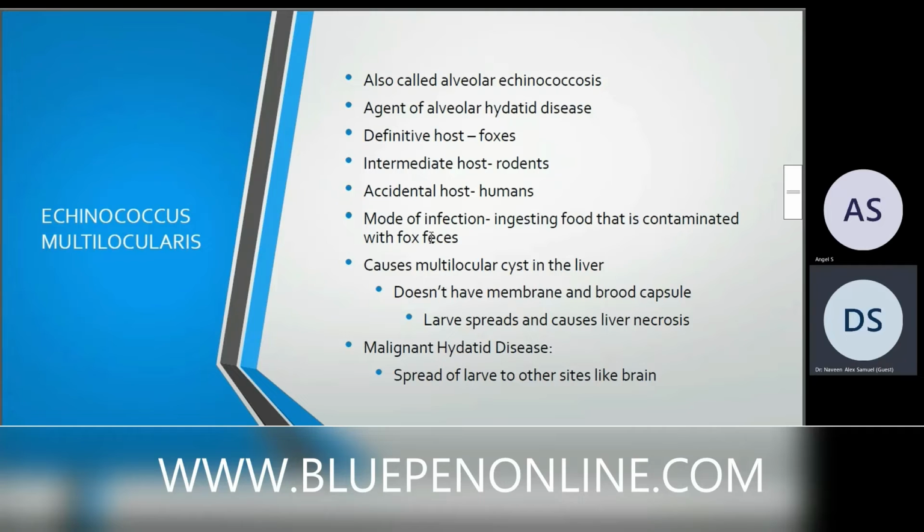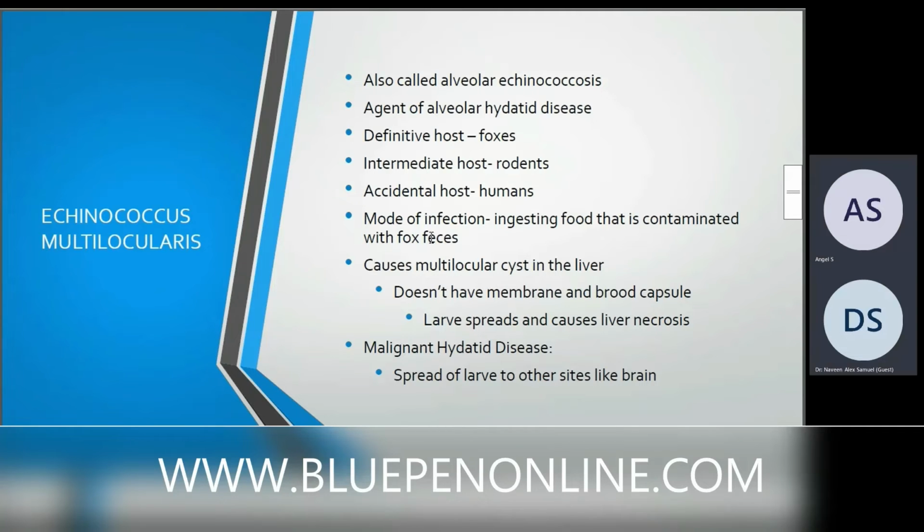It causes multilocular cysts in the liver. It doesn't have a membrane and brood capsule. The larva spreads and causes liver necrosis. It is called malignant hydatid disease because the larva spreads to other sites like the brain. So here the liver and the lungs get infected, but more commonly it's the liver and the lungs.